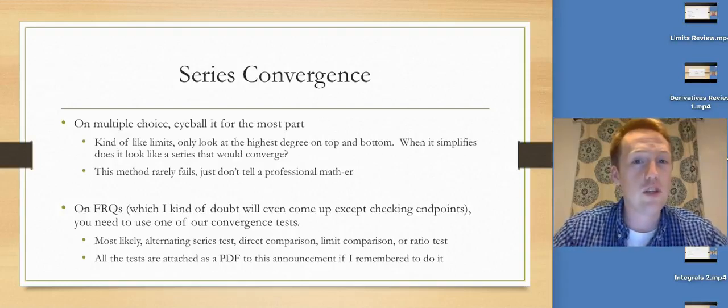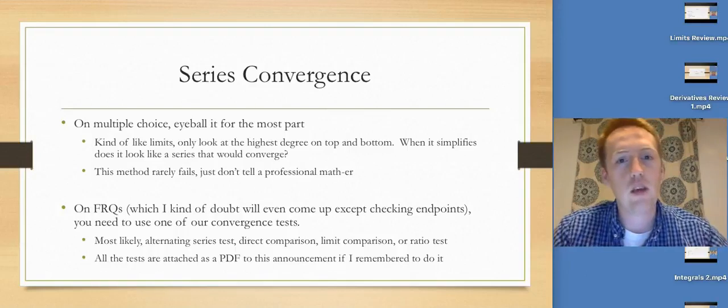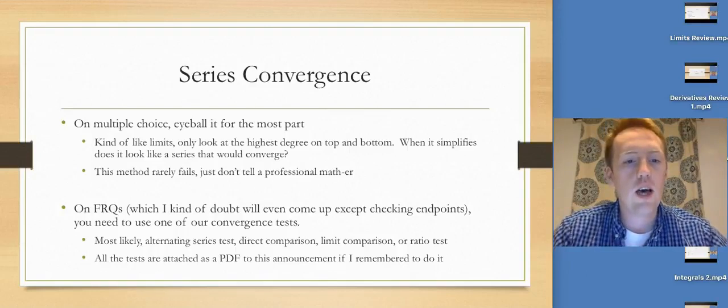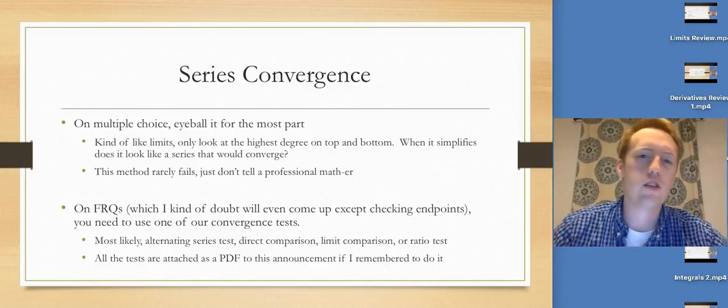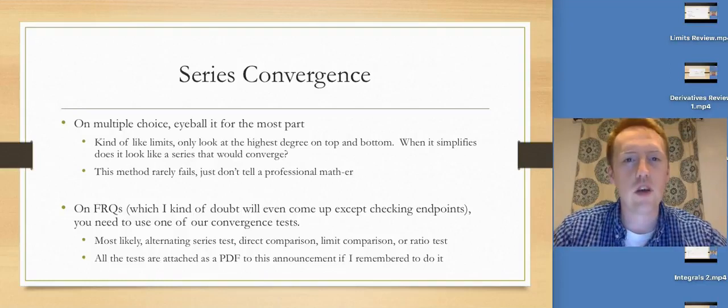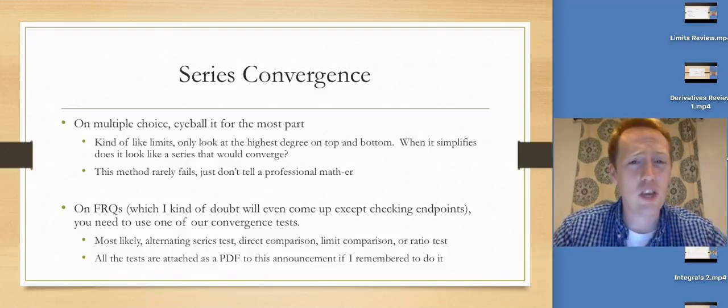On FRQs, which I kind of doubt are going to come up, except for when you check the endpoints of an interval of convergence, it's really not going to come up too much. You're really just going to use alternating series test, direct comparison, limit comparison, or ratio. And the ratio test you're really only going to use to get intervals of convergence in the first place.